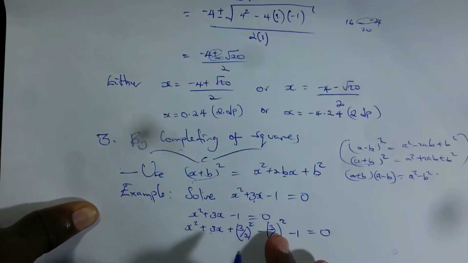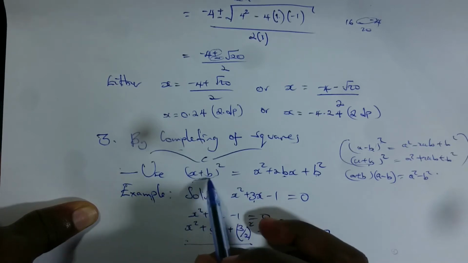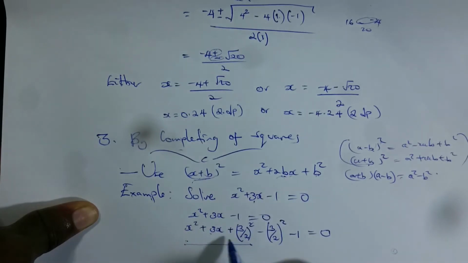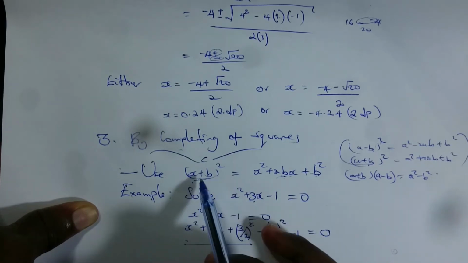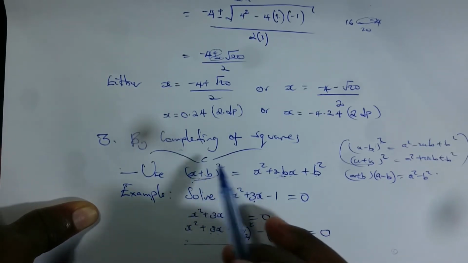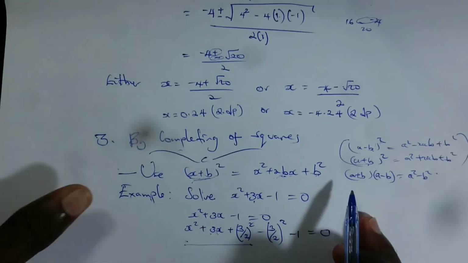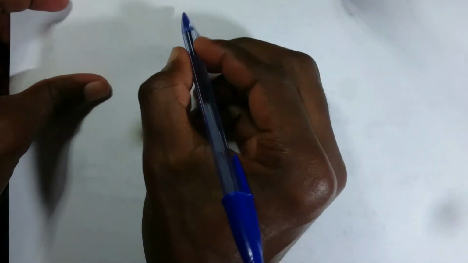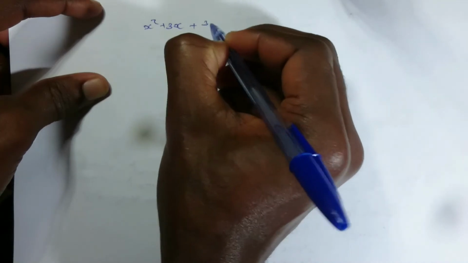Now let's take away this one to the other side, so that we remain with this, so that we can express it in that form. As you can see, half of the coefficient of x is squared here, and here half of the coefficient of x is also squared. That means we can say x plus b, which is half of the coefficient of x, is squared. That's a simple way we play with completing squares. And so we have x squared plus 3x plus 3 over 2 squared.